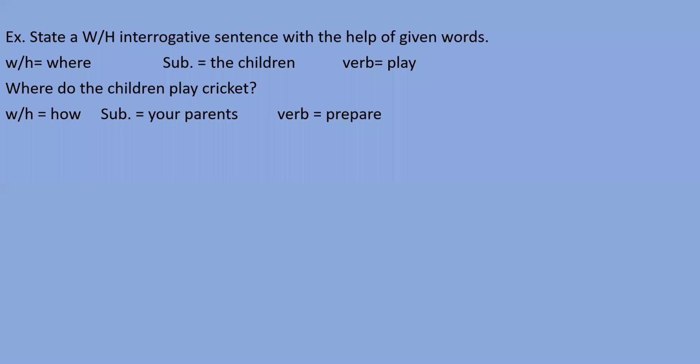Okay, sir. How do your parents prepare food? Yes. Basically, I want to make you understand that whenever we make any interrogative sentence, we should use the helping verb before the subject. And our subject is your parents. There are two helping verbs, do and does. Does we use when our subject is third person singular. If our subject is not third person singular, we should use do. Our subject is your parents. Is it correct? Yes, that's absolutely right. So your sentence is absolutely right: how do your parents prepare food?